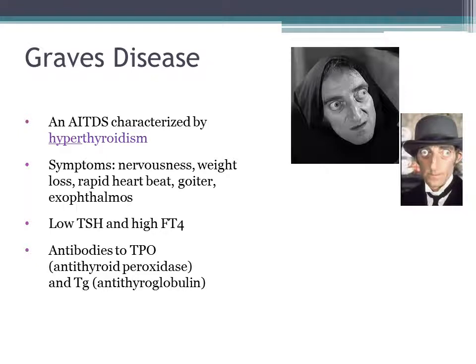Now, this exophthalmos, it means the eyeballs are protruding. Buggy eye, if you will. I'm sure that's not a nice politically correct way to describe it, but it does describe it.